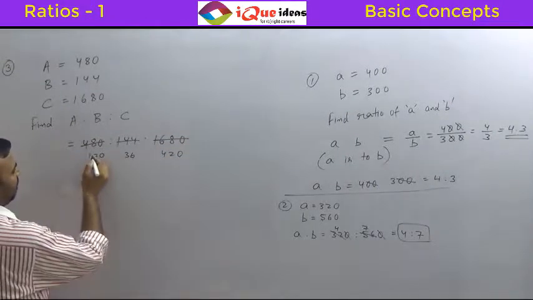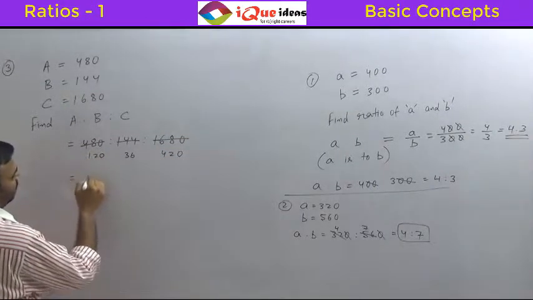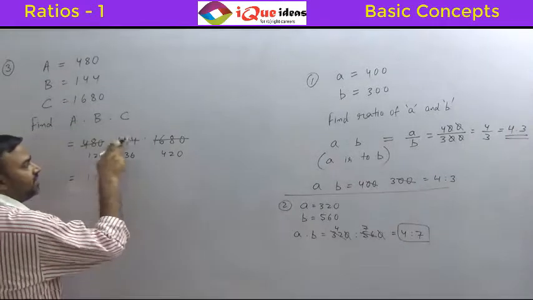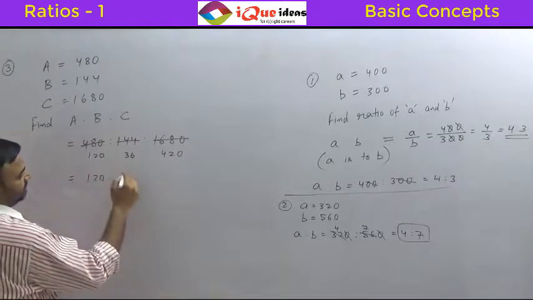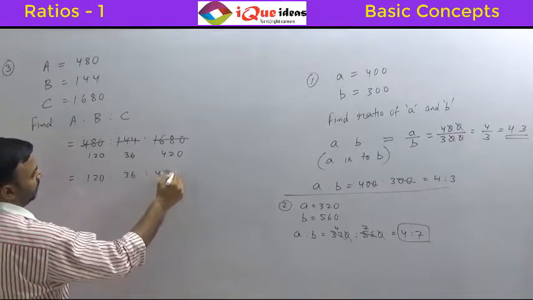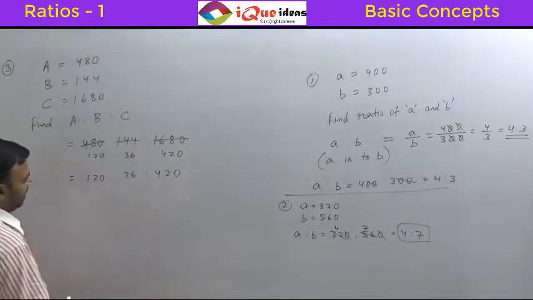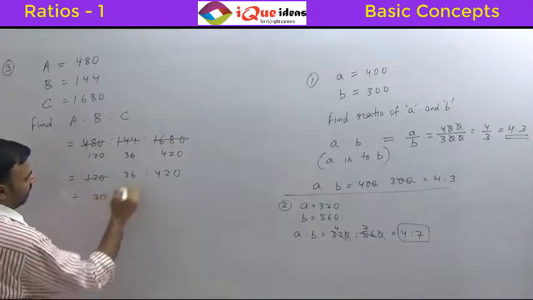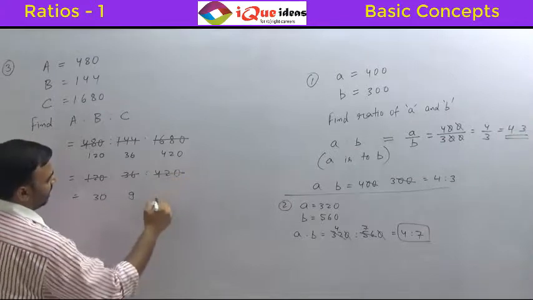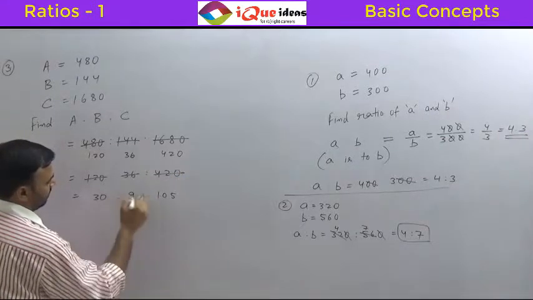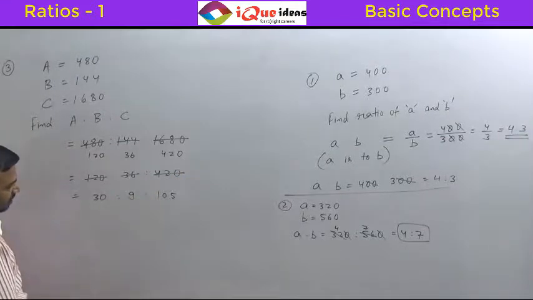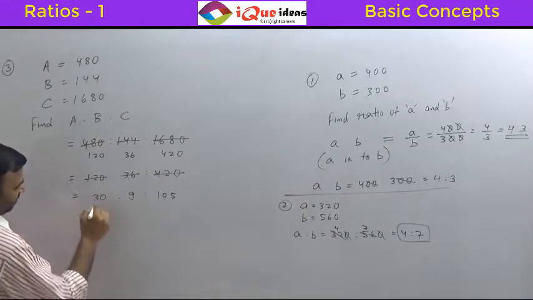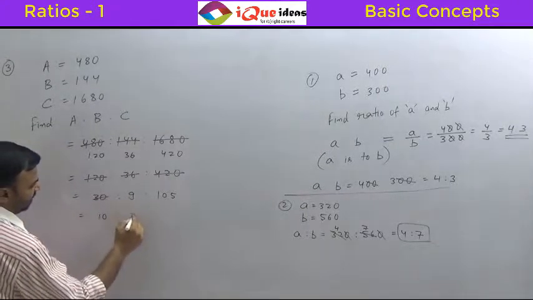Further we can divide by 4. When we are dividing by 4, we have to divide each one of them by 4. So it is 120 is to 36 is to 420. Still we can divide by, let's say, 4. If you divide by 4, you will get 30 here, 9 here, and 105 here. Now, this is an odd number, this is an odd number. Now we can divide by 3. If you divide by 3, you get 10 here, 3 here, and 35 here.